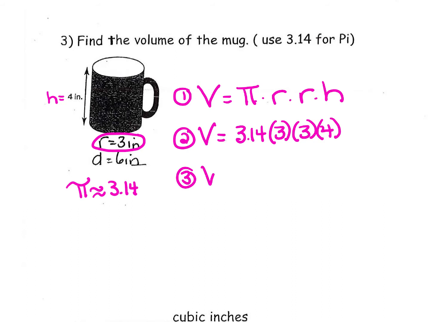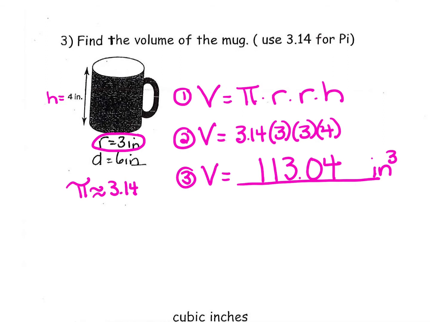Now, grab your calculator and pause the video. You should calculate or multiply your values in the formula. Whatever you get, it's going to be inches cubed. Pause the video right now. Let's check your work. You should have gotten 113.04 cubic inches of volume inside the mug.